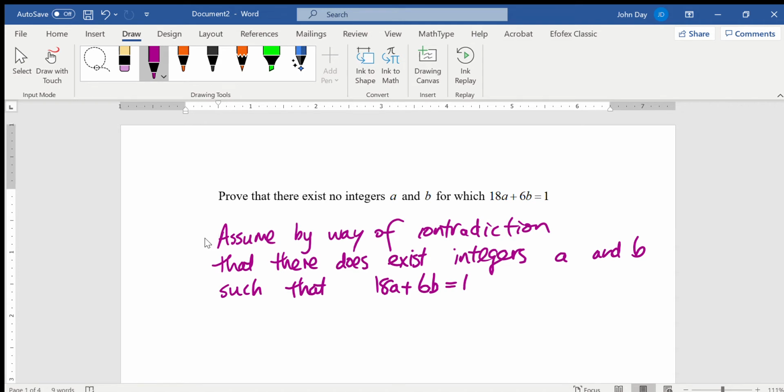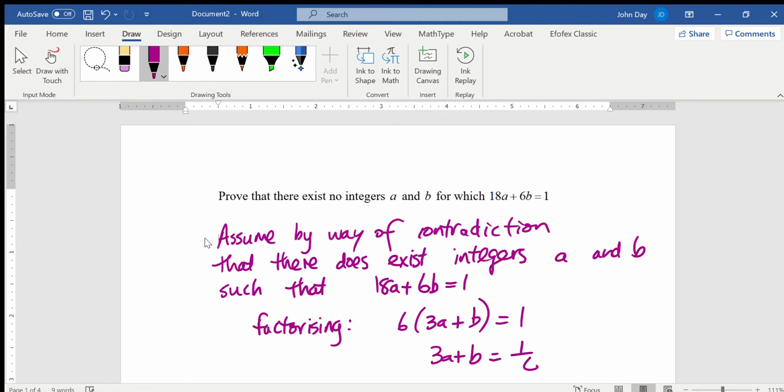Well, let's factorize. So factorizing, we get 6 times (3a plus b) equals 1. So 3a plus b equals 1/6.